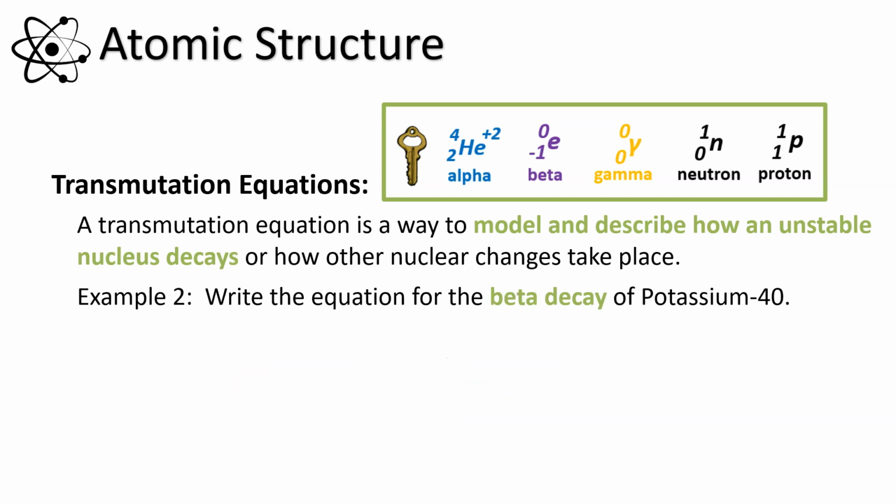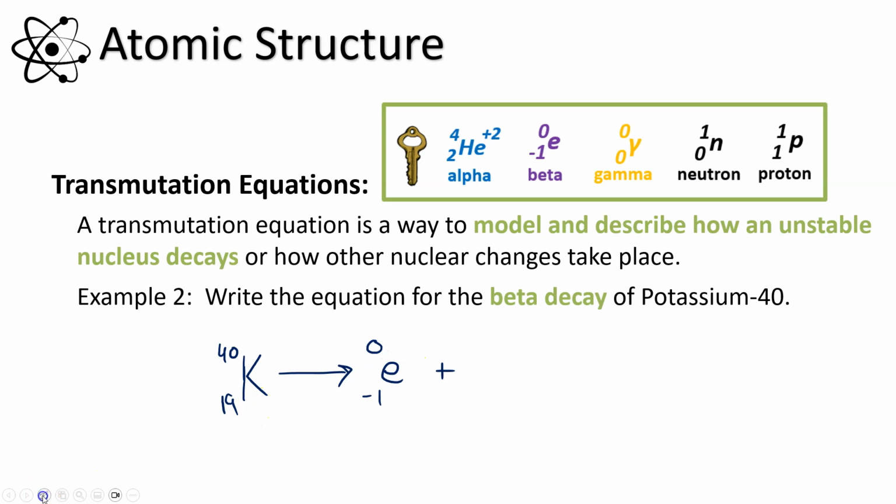In this next example, we're going to do the same thing, but now for a beta decay of potassium 40. It begins the same way. Write the isotopic notation for potassium 40. My periodic table tells me that it has an atomic number of 19. Following the arrow, I'll put the symbol for a beta particle, which is -1, 0.